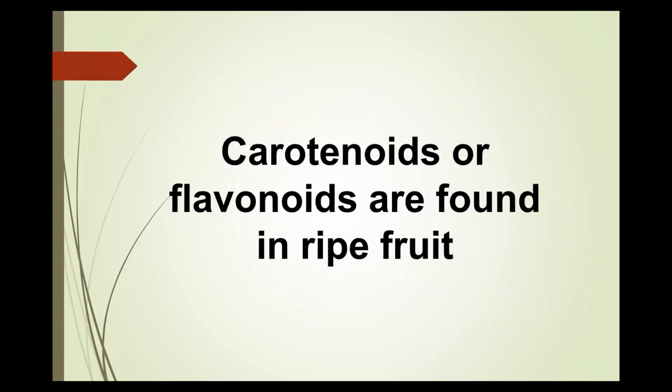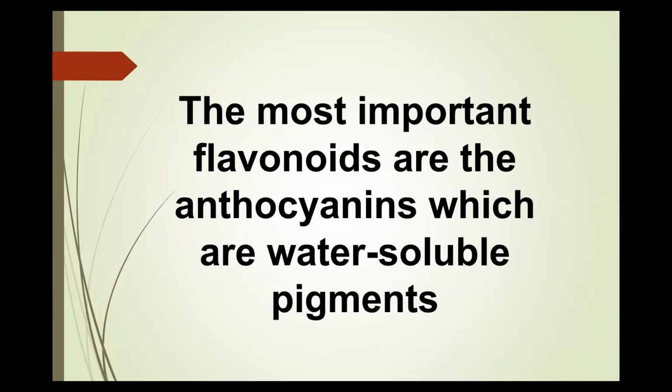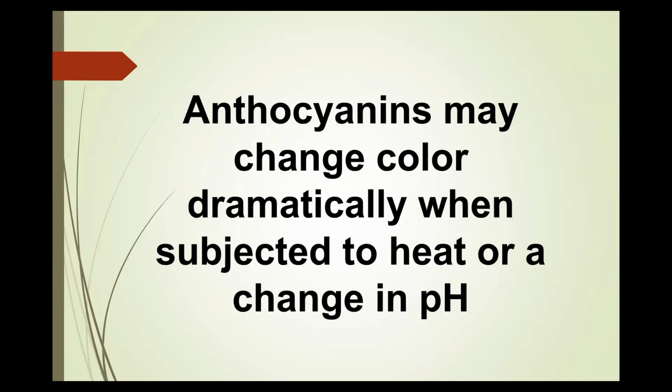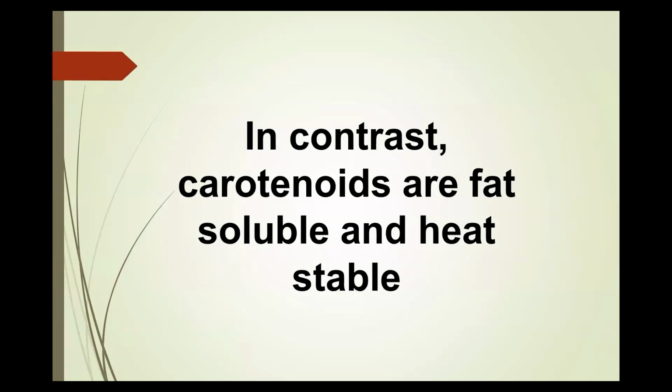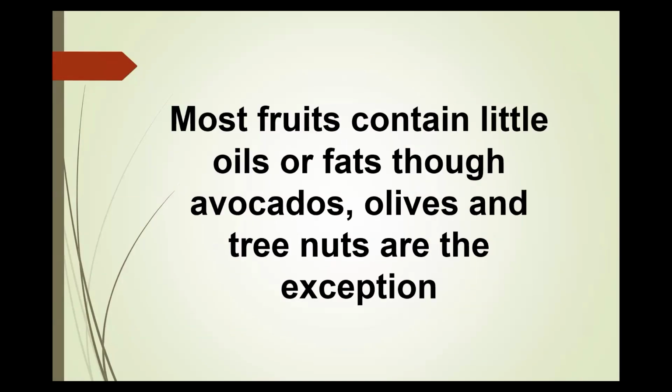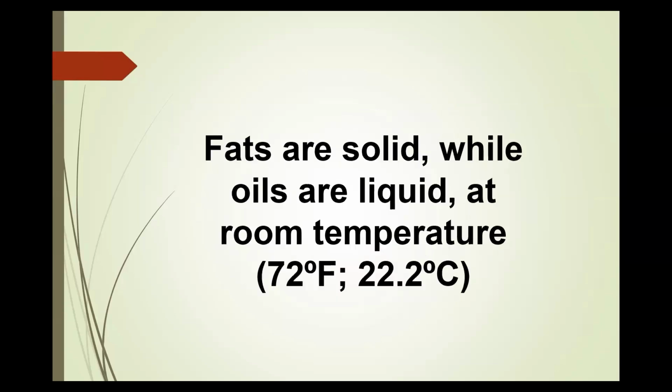Carotenoids or flavonoids are found in ripe fruit. The most important flavonoids are the anthocyanins, which are water-soluble pigments. Anthocyanins may change color dramatically when subjected to heat or a change in pH. In contrast, carotenoids are fat-soluble and heat-stable. Most fruits contain little oils or fats, though avocados, olives, and tree nuts are the exception. Fats are solid, while oils are liquid at room temperature.